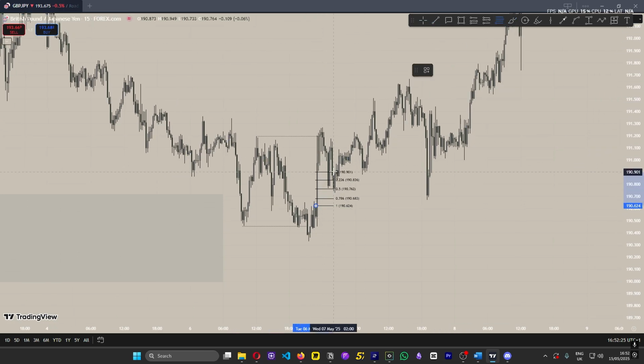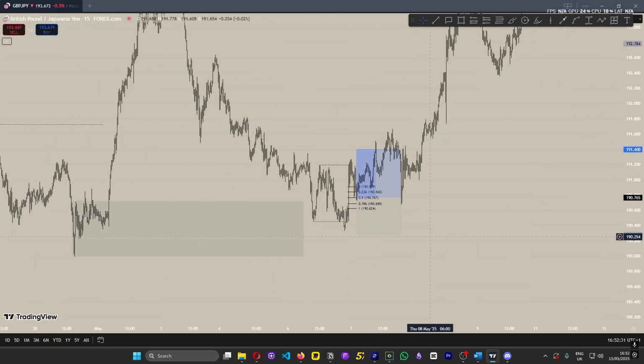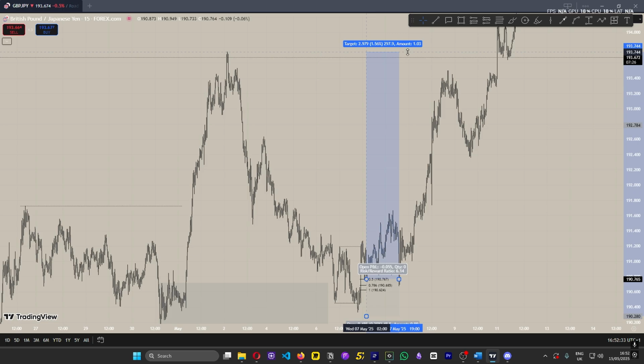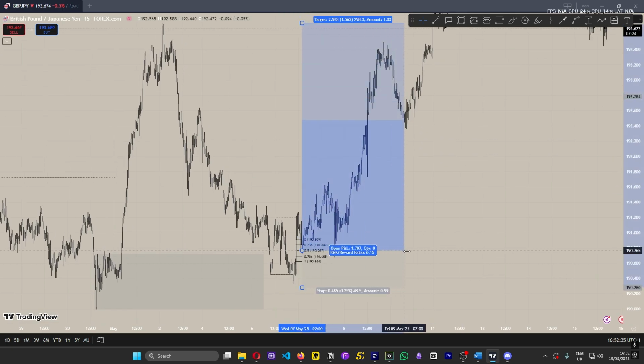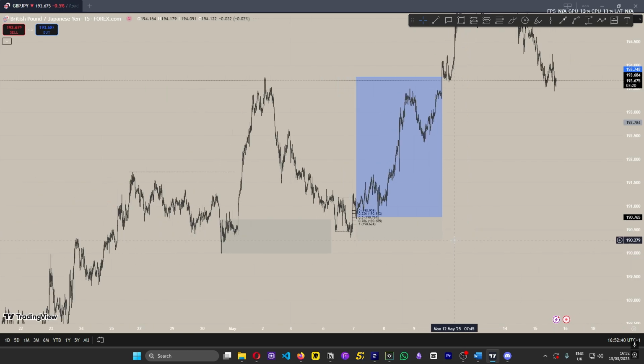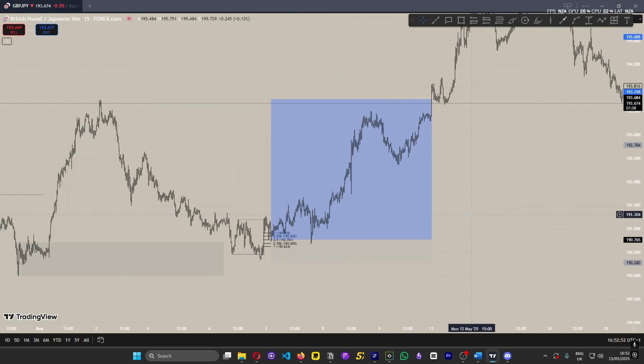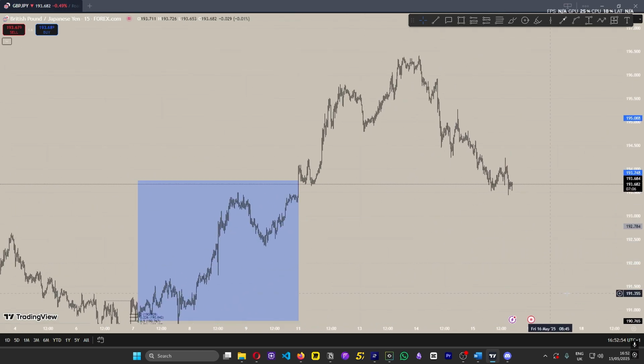The way I entered was using the 50% of the imbalance. You put your stop loss at the protected structure and then target the high, giving you a 6.15 risk to reward ratio. This is a fractal, but you're using the 4-hour to 15-minute, so this is going to be a bigger trade. This could be considered a swing setup. But the idea is the exact same thing, you're just using different time frames.